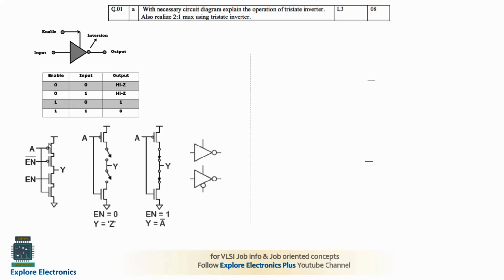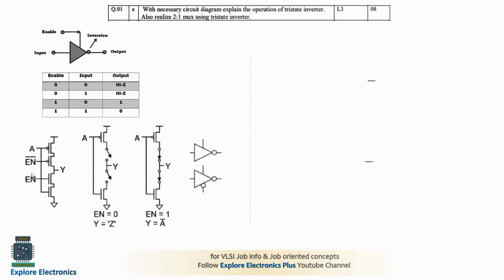You can see the first circuit here. This will have 4 transistors, 2 P transistors and 2 N transistors connected in series. It is a tri-state inverter now. So enable and enable bar will be given to 1 N transistor and 1 P transistor.